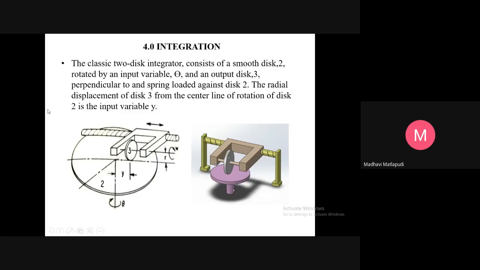So one comprises of a smooth disk, named 2, rotated by an input variable theta, and an output disk 3, which is perpendicular to and spring loaded against disk 2. The radial displacement of disk 3 from the center line of rotation of disk 2 is the input variable, that is y.